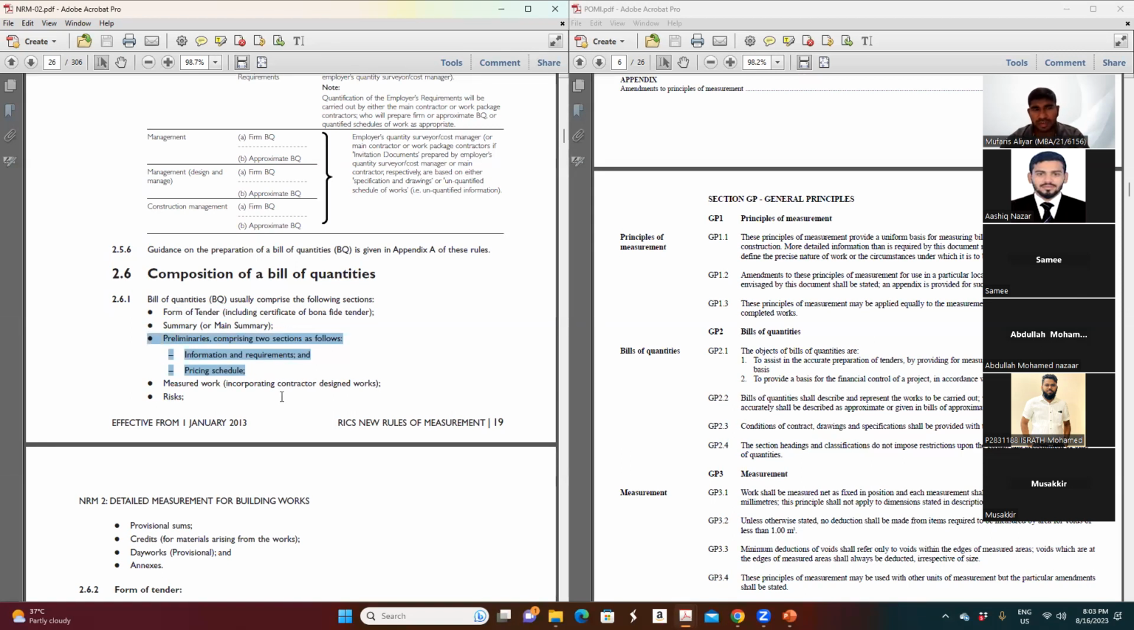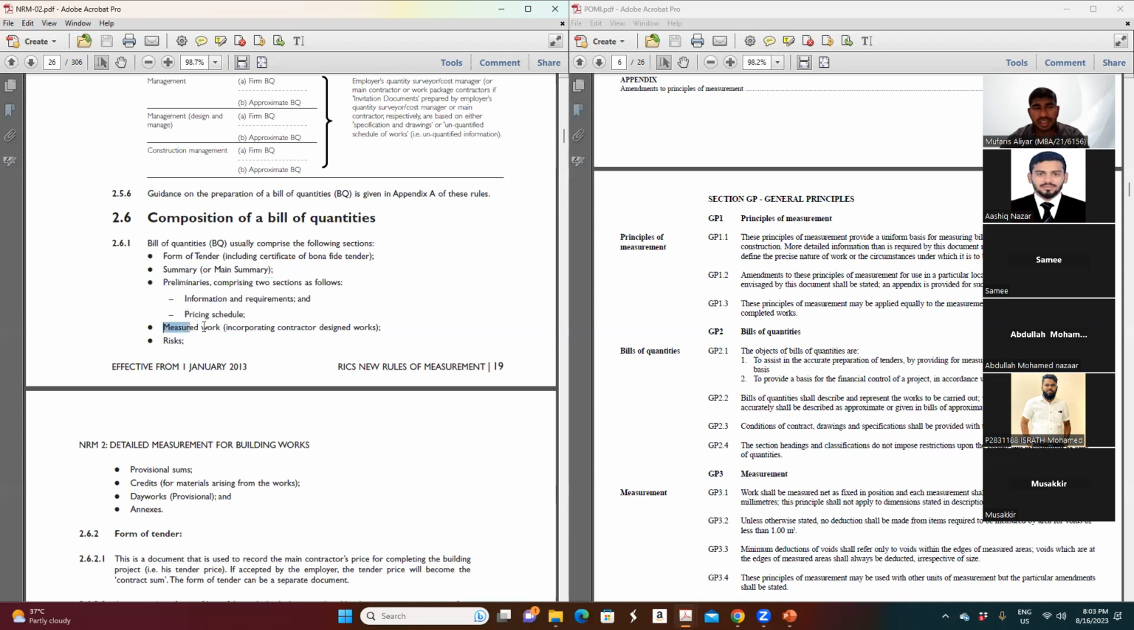So in the bill of quantities, the first bill is starting as the preliminaries. We are mentioning it, and the measured works. So you all know what measured works is. That term, as a profession, we normally have to use it.